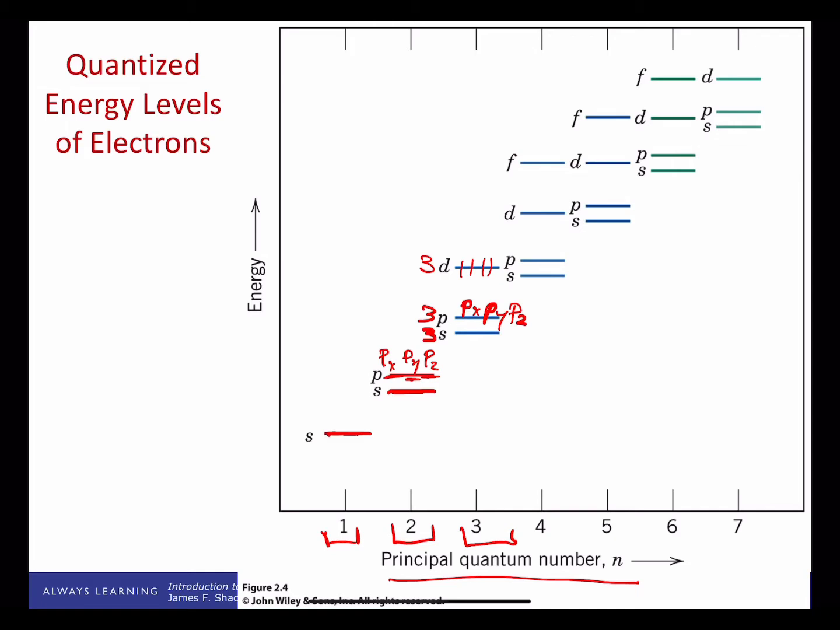And the pattern kind of continues. In the f orbitals generated for principal quantum number 4, we'll see actually 7 f orbitals generated there.